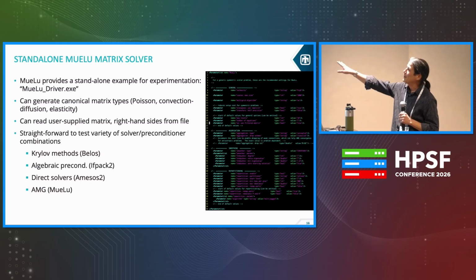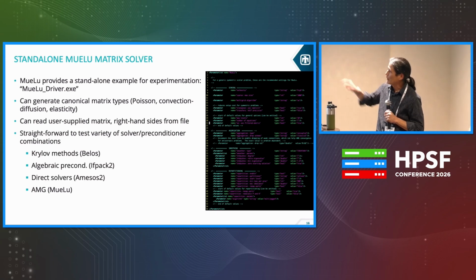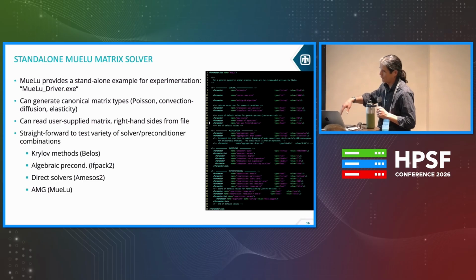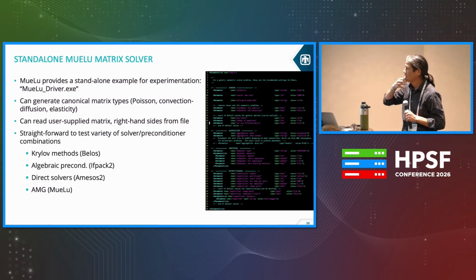All right, if you have a matrix on the right-hand side, you can read that in. And then you can test a variety of solver and preconditioner combinations. So Krylov methods. This is an input deck which was readable on my screen. It's not readable here, but it's for multigrid.